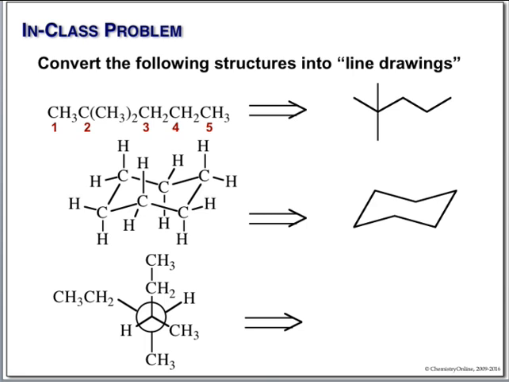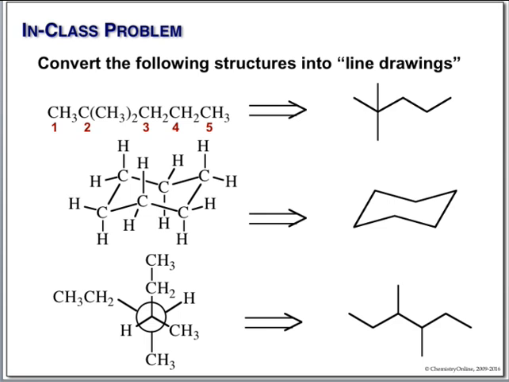On carbon number 1, 2, 3, we have a methyl group. On carbon 4, we have a methyl group. So we need a 6-carbon zigzag with 2 methyl groups. And it would look like that.